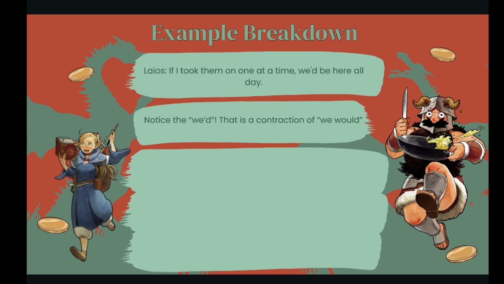We tend to use contractions just to make our conversation quicker. So we'd be here all day is another way to say we would. Now there's nothing wrong with saying we would be here all day, but just get accustomed to hearing it. Now, this if clause, if I took them one at a time, it's the past tense of the verb, so it's notifying us that this is an unreal situation.